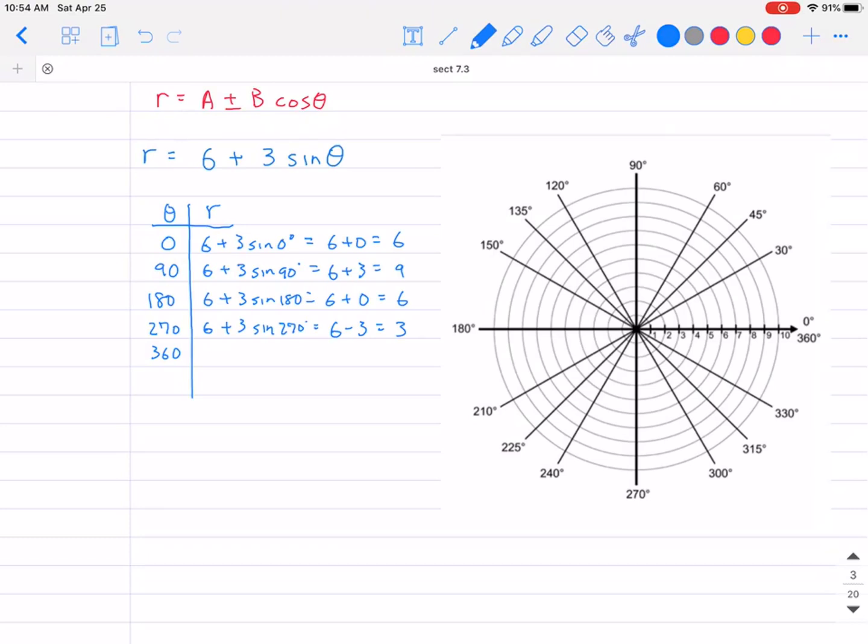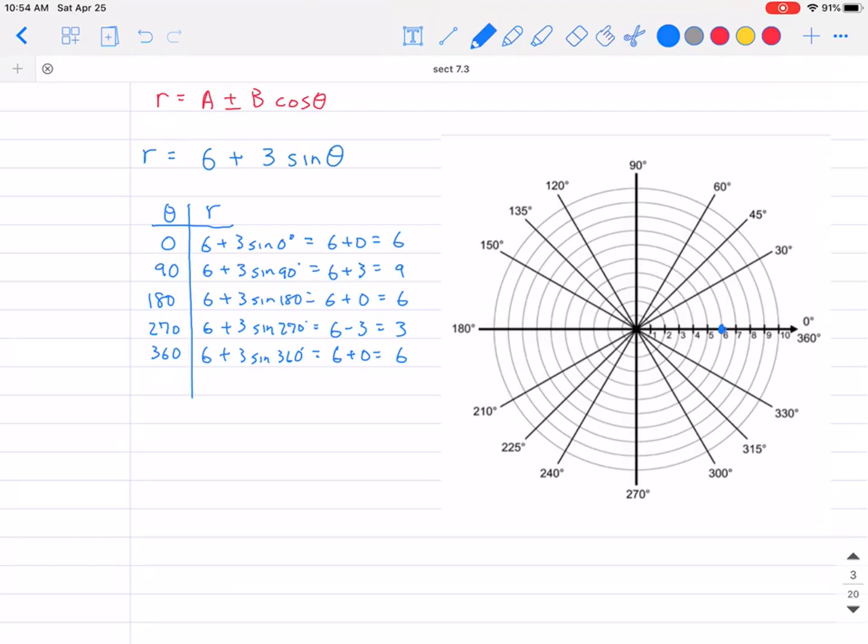6 plus 3 times the sine of 270 gives us 6 minus 3, so that's equal to 3. And finally, 6 plus 3 times the sine of 360 degrees is going to equal 6 plus 0, so the answer is 6. Okay, so nice and clean values of theta and r for the time being.